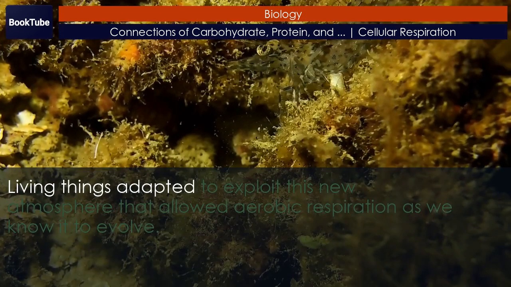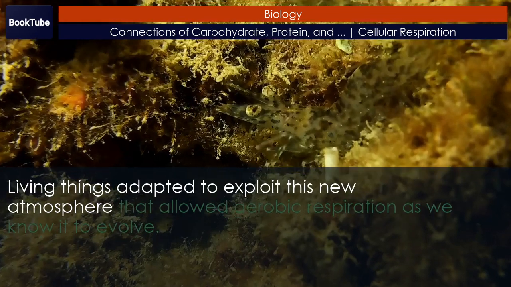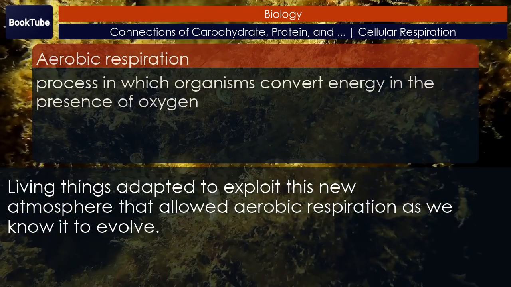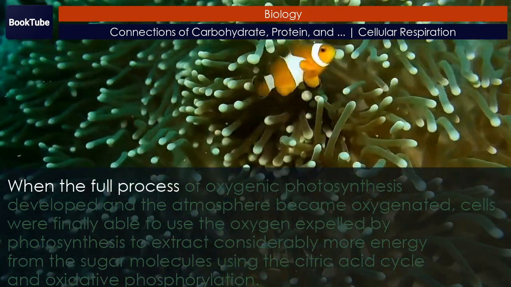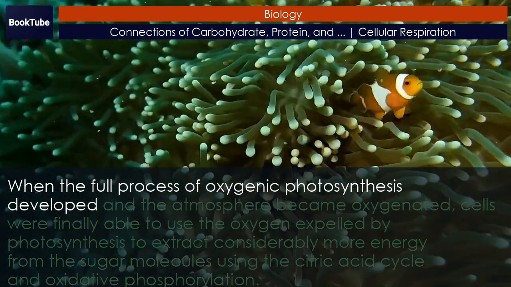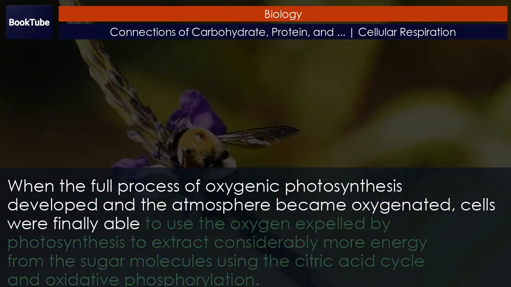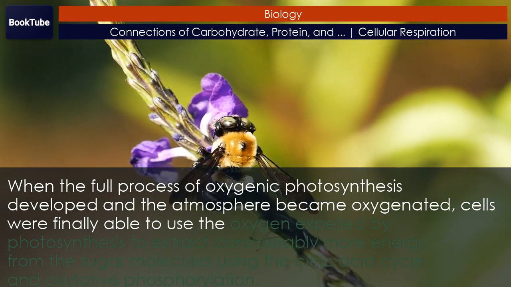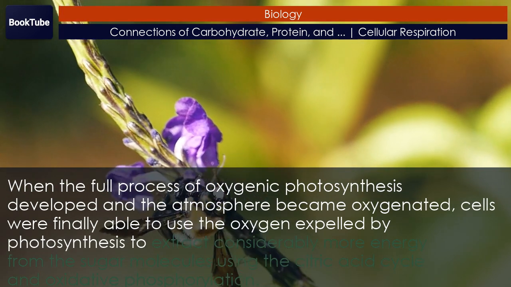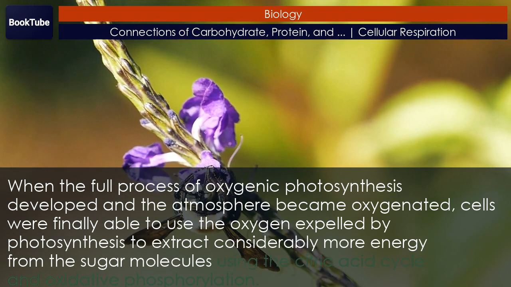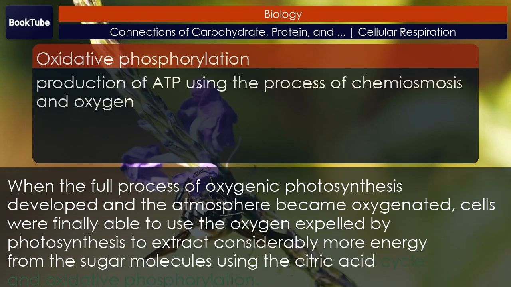Living things adapted to exploit this new atmosphere that allowed aerobic respiration as we know it to evolve. When the full process of oxygenic photosynthesis developed and the atmosphere became oxygenated, cells were finally able to use the oxygen expelled by photosynthesis to extract considerably more energy from the sugar molecules using the citric acid cycle and oxidative phosphorylation.